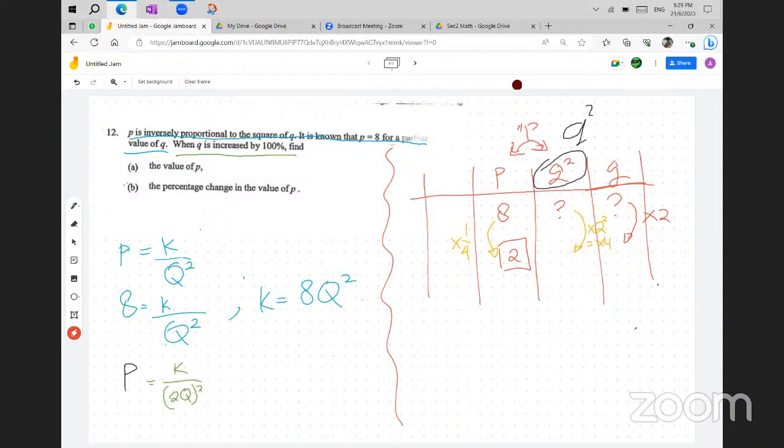So the K is already 8Q squared. You have to substitute K for 8Q squared, not Q2, Q squared, because this is the K method. So now 8Q squared over 4Q squared, correct? Would this be okay so far? Conveniently, these cancel each other, 8 over 4 is 2, and the answer will be 2.